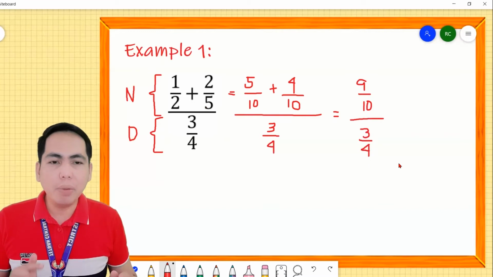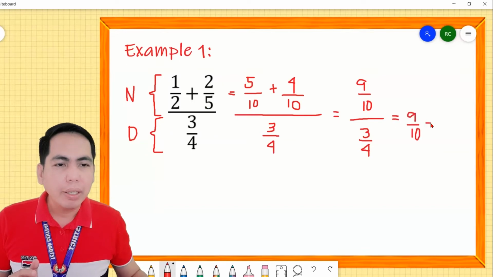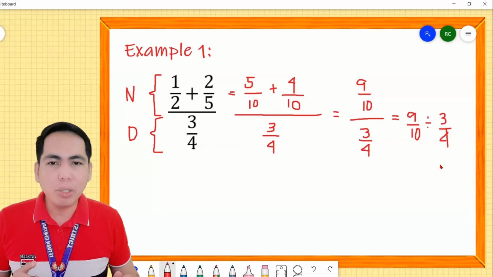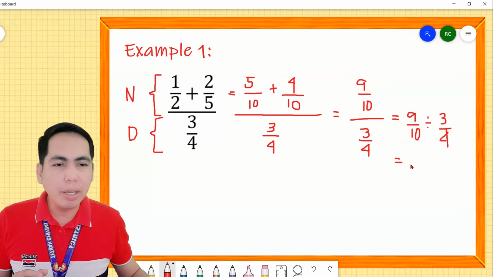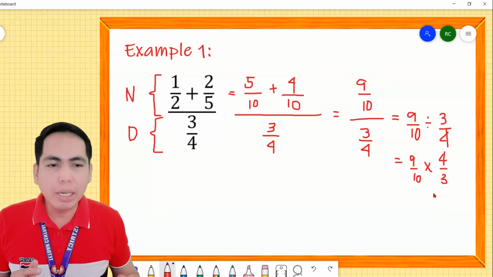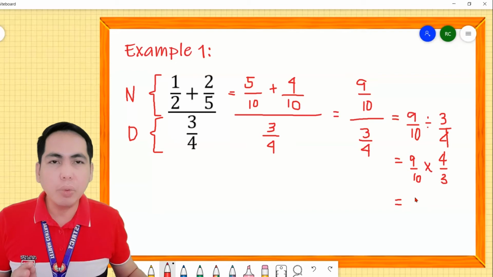So 9/10 over 3/4 is just the same as 9/10 divided by 3/4. In our discussion on dividing fractions, we know that division of fractions can be performed by using multiplication, but we have to take the reciprocal of our divisor. So we can also rewrite this equation into 9/10 times 4/3, since 4/3 is the reciprocal of 3/4. Either we can multiply the numerators and multiply the denominators, or we can simplify first the fractions before multiplying.